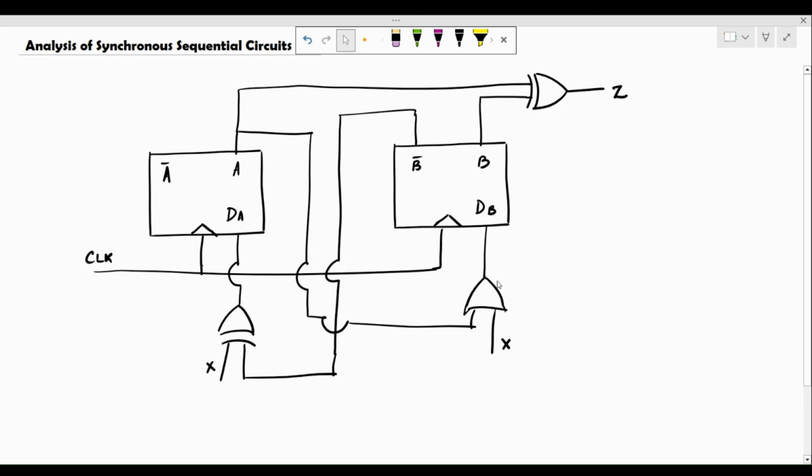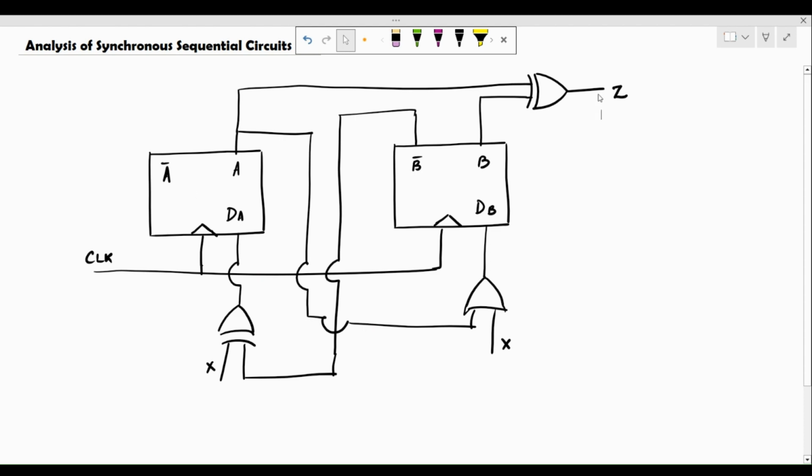Let us consider this example where two D flip-flops have been given and the inputs to the D flip-flops are as shown. For flip-flop A, the input comes from the XORed version of an external input X and the B dash output of the B flip-flop. And for flip-flop B, the second one, DB is going to come as an XOR version of the external input X and A, that is, the output of the first flip-flop.